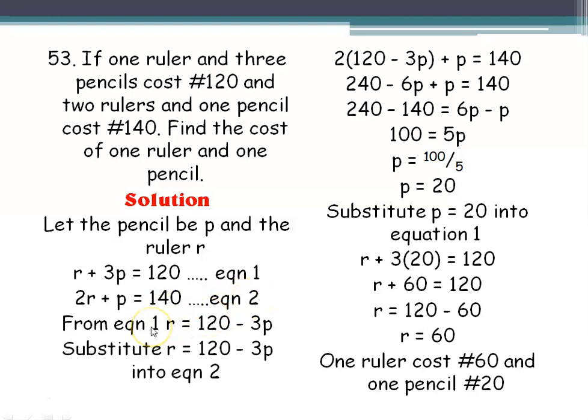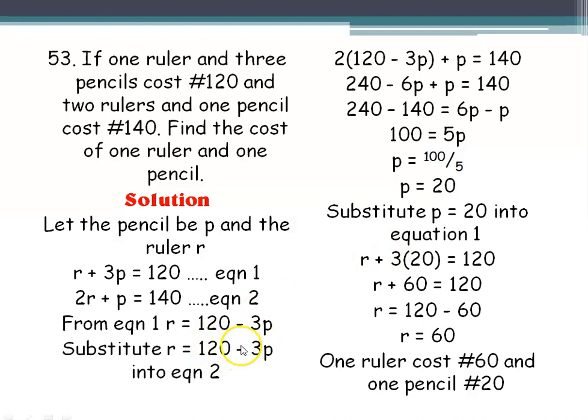So from my equation 1 now, let me make R the subject of formula. From equation 1, my R will be 120 minus 3P. I'll bring this plus 3P to this side, it becomes minus 3P. So now that I know that R is 120 minus 3P, I'm going to substitute this into equation 2. Now take note, this is a simultaneous equation and I'm using substitution method because it was not mentioned that we should use a particular method, so I'm using substitution.